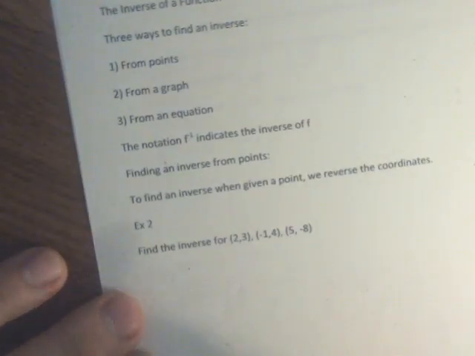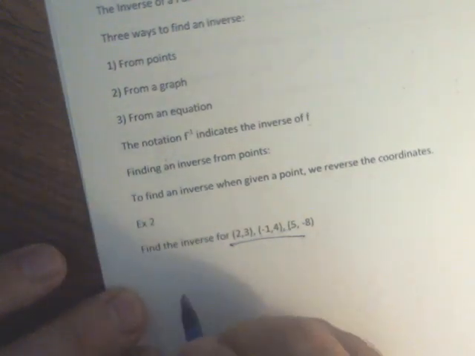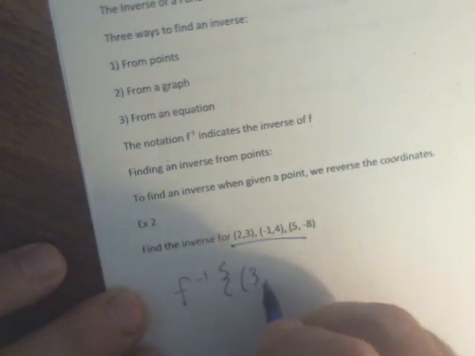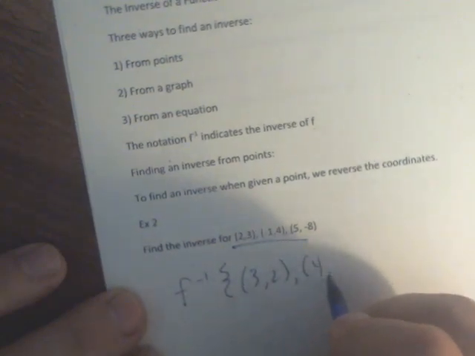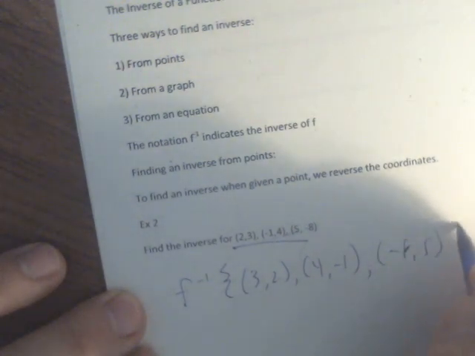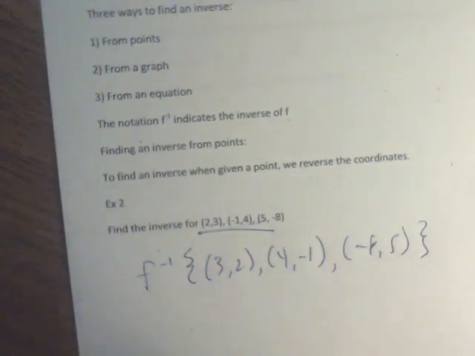So to find an inverse from points, we reverse the coordinates. Okay? So if this is f, my inverse is going to be (3, 2), (4, -1), (-8, 5). I did not change signs. I reversed the coordinates. So please, don't just change signs. Reverse the coordinates. You're interchanging x and y.